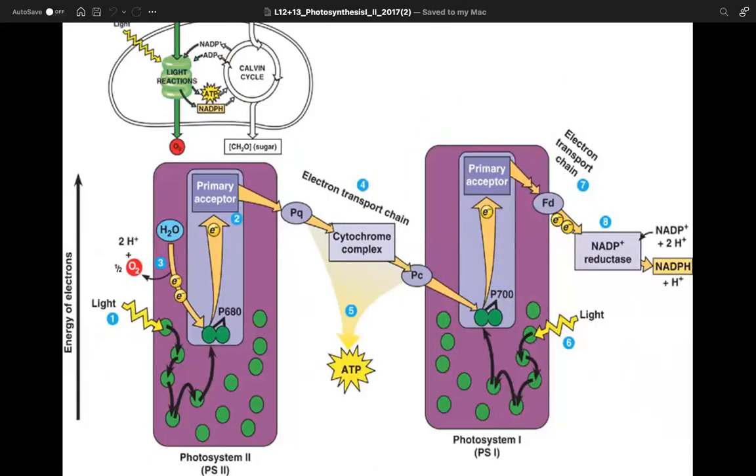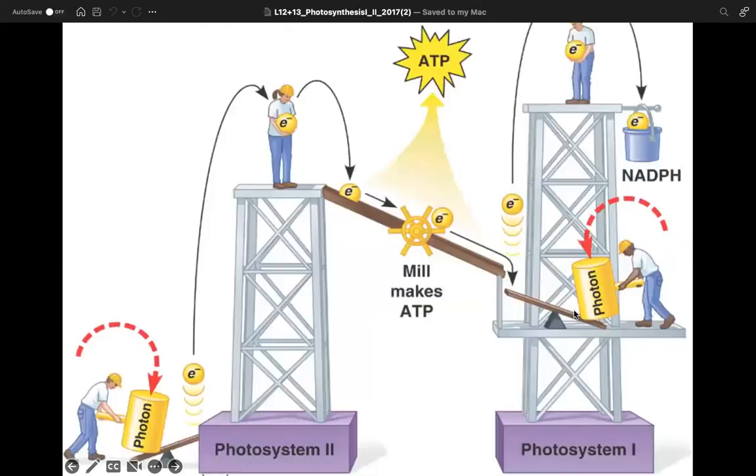Again, this one's ferredoxin. And you can see here the FD. And here we have more, we're losing more of our energy. We're losing some of those hydrogens, right? Because our electrons are moving around in the form of negatively charged hydrogen molecules. So here we're making NADPH when we go through this NADP plus reductase.